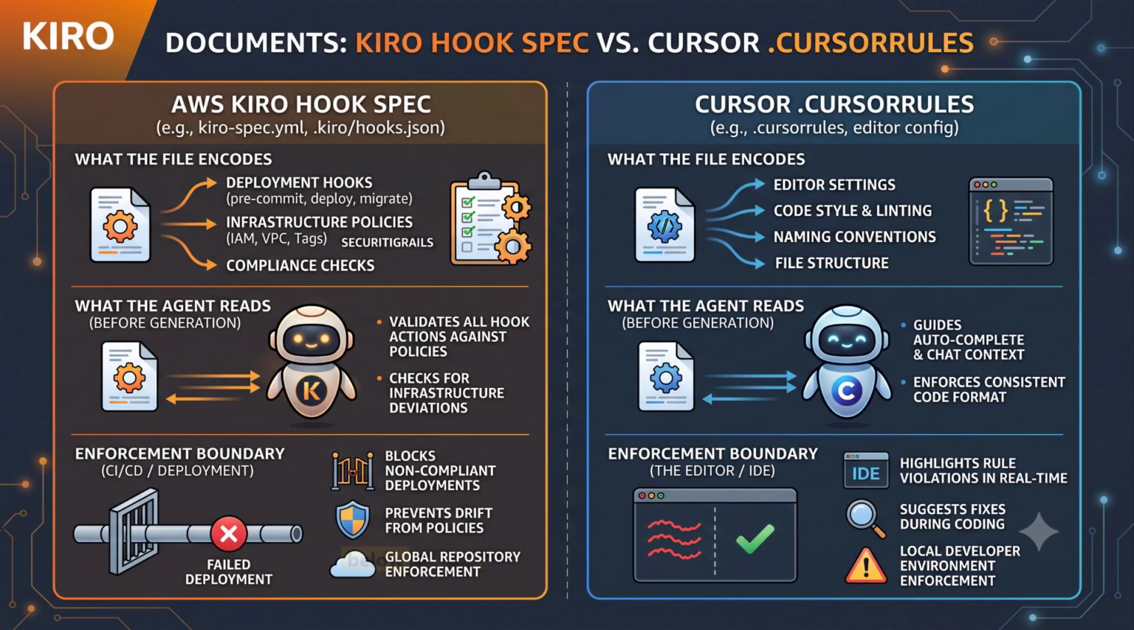Just below that top block, notice how the agent reads these specs before generating code, actively validating hook actions and flagging architectural deviations. At the bottom left, under enforcement boundary, the pipeline places a hard gate on CI/CD deployment, blocking any non-compliant push right at the repository boundary before bad infrastructure can deploy. Now, swing your eyes over to the blue panel on the right, which breaks down cursor.cursorrules files.